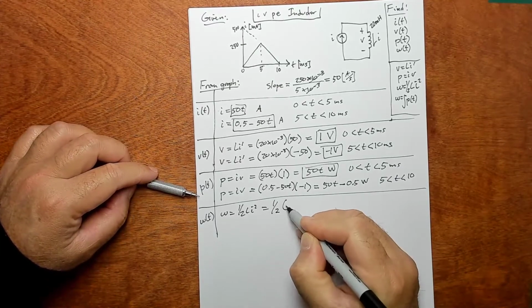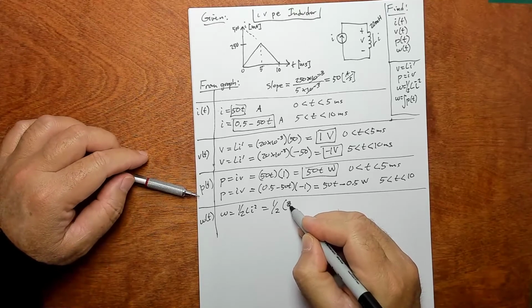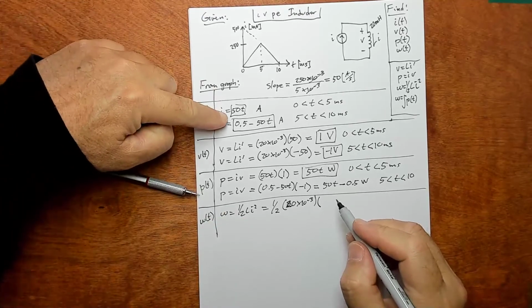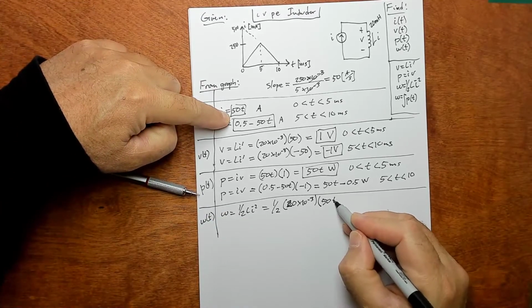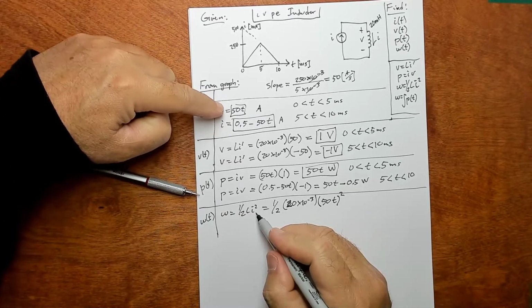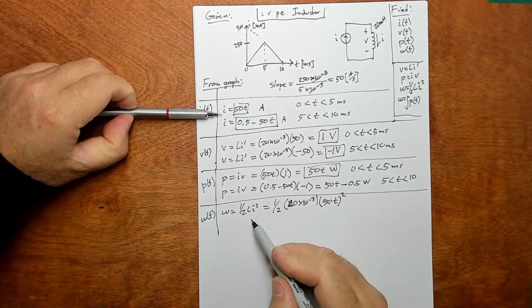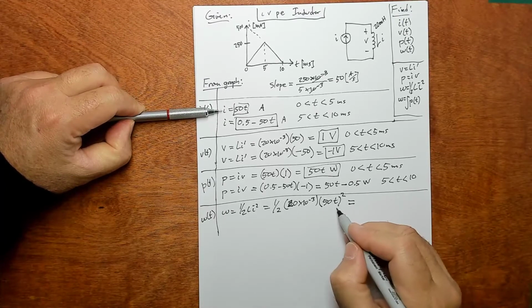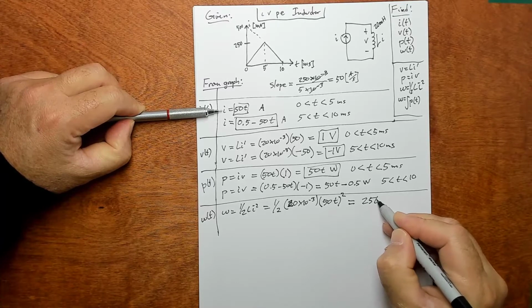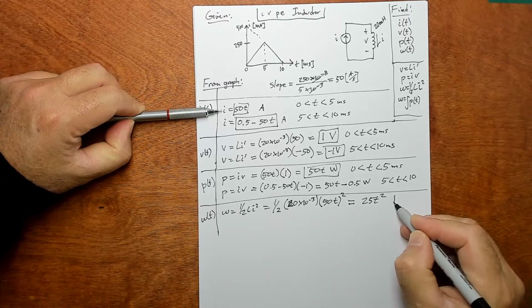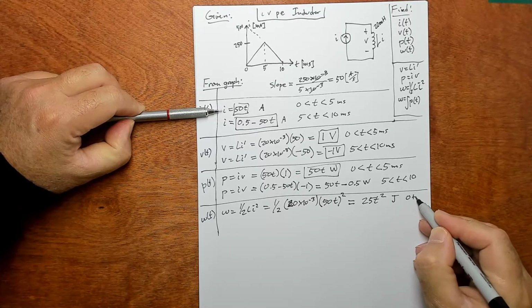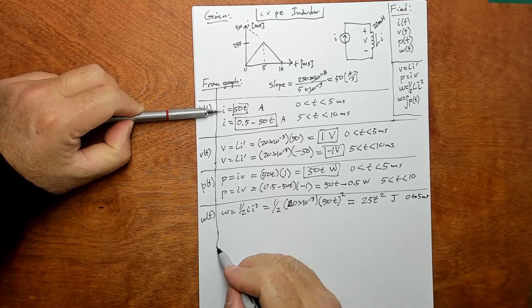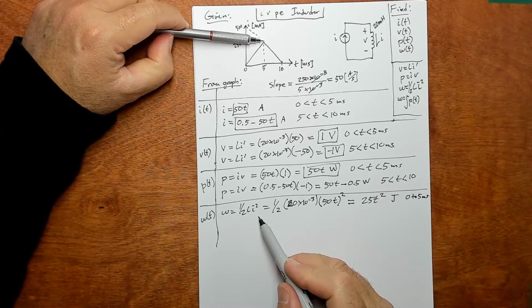So plug in 20 times 10 to the minus 3, that's L, and I is just 50t over that interval. So it's 50t quantity squared. Just plugging in the equation for I into this formula, and if you work it all out, surprisingly, you end up with 25t squared. And this is in joules, from 0 to 5 milliseconds. That's that guy.